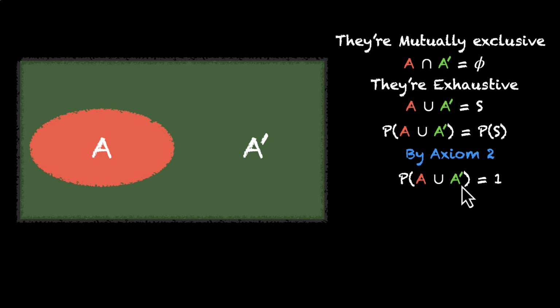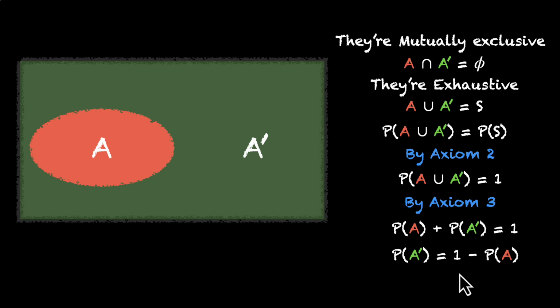And because A and A dash are mutually exclusive, there's nothing in common, we can split this up and say that this is equal to the sum of their individual probabilities. By axiom 3, this is equal to probability of A plus probability of A dash. And a little rearranging will give us probability of A dash equals 1 minus probability of A. So we have proved this using our axioms. Let's quickly solve a few problems.